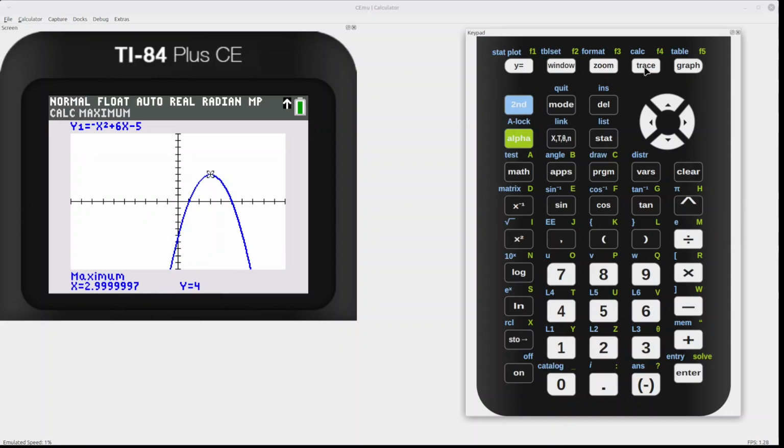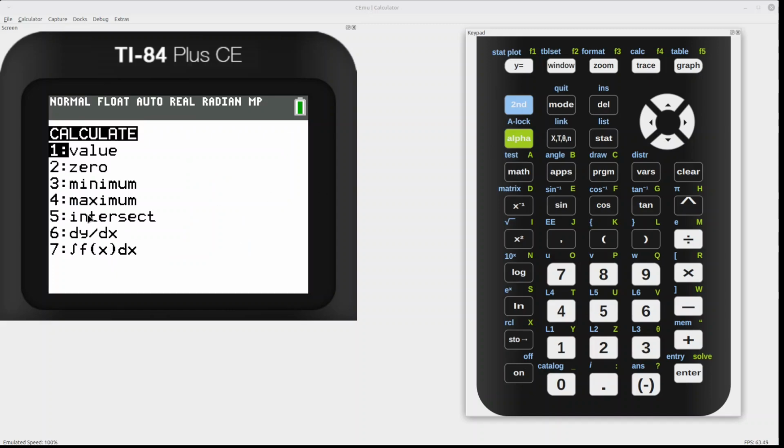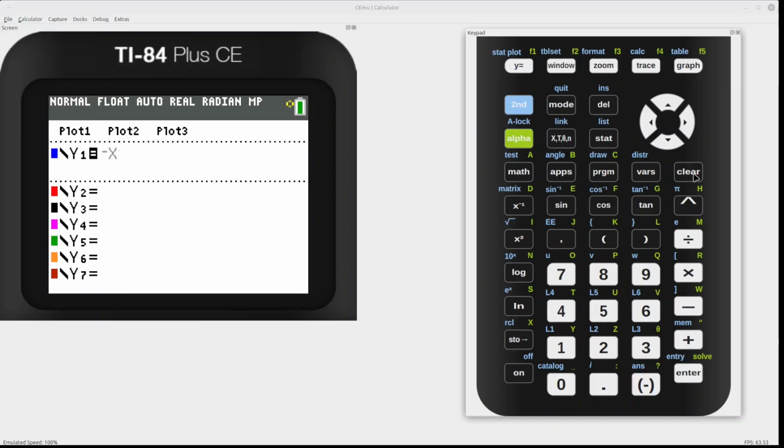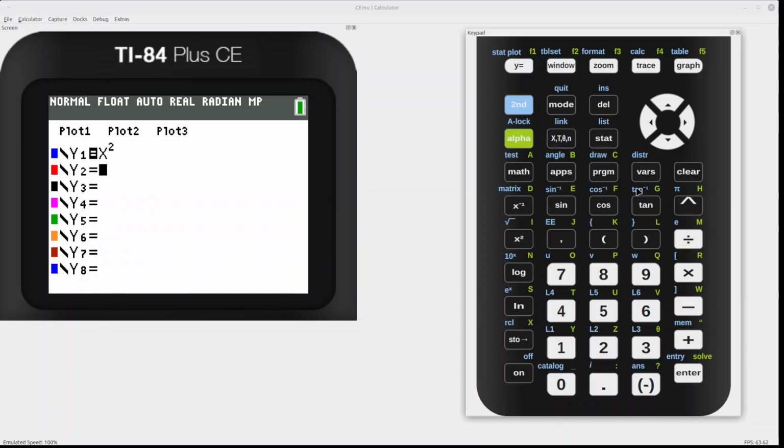And for our next task, let's try number 5, which is intersect. Okay, so we'll need to define some new functions. So I'm going to say that x squared is going to be one function. And my second function, I'm going to say is 2x plus 3. I'm going to graph this.